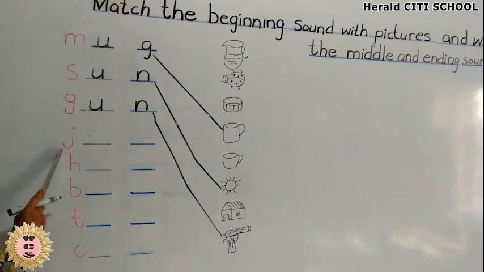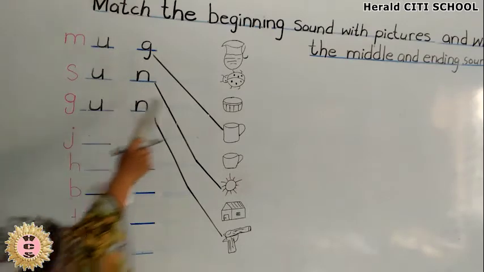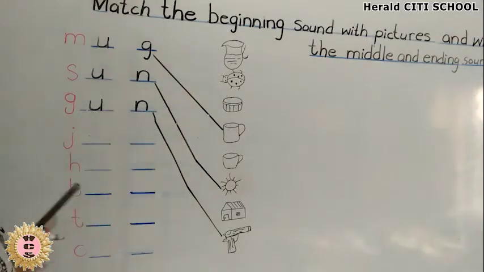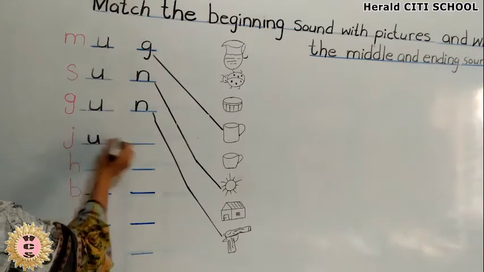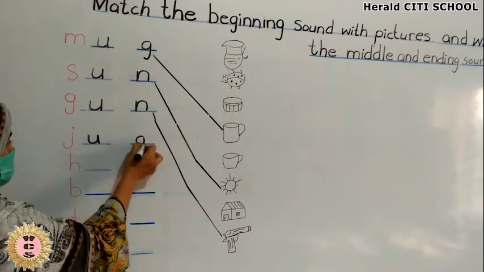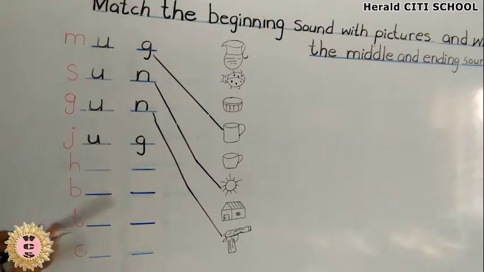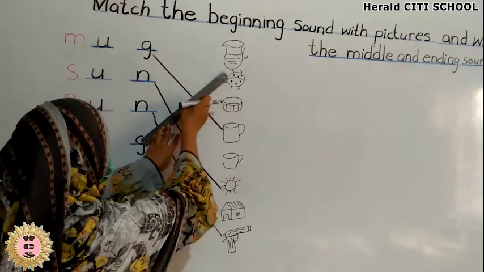Children, which sound is this? This is J. Jug. Yes. And the spelling of jug is J-U-G, jug. Now we will match the spelling of jug to jug.